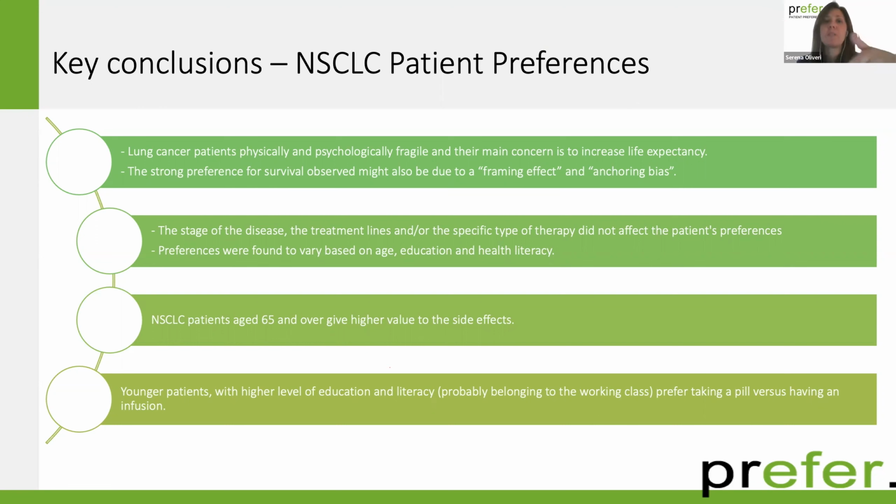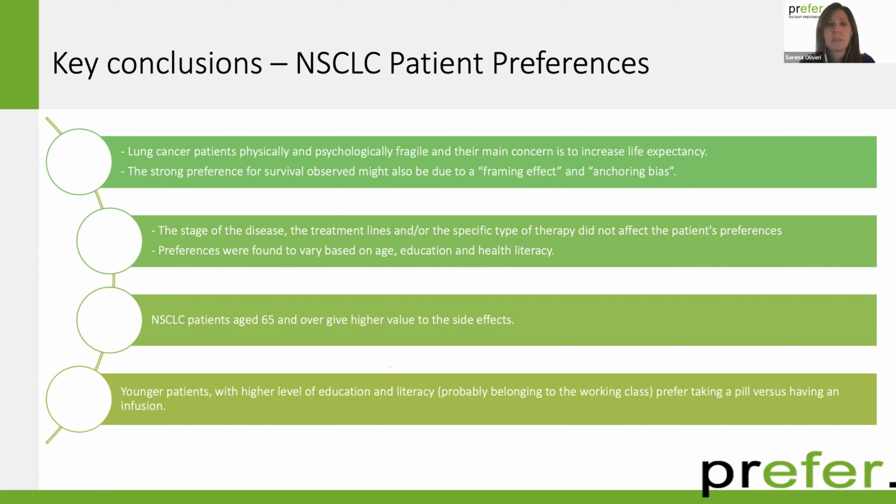Preferences were found to vary based on age, education, and health literacy. In particular, patients aged 65 and over gave higher value to the side effects compared to people with high literacy and high education. This may be happening because elderly people usually give more importance to their daily functioning and to their quality of life, and are more worried about the way side effects can affect their daily functioning.